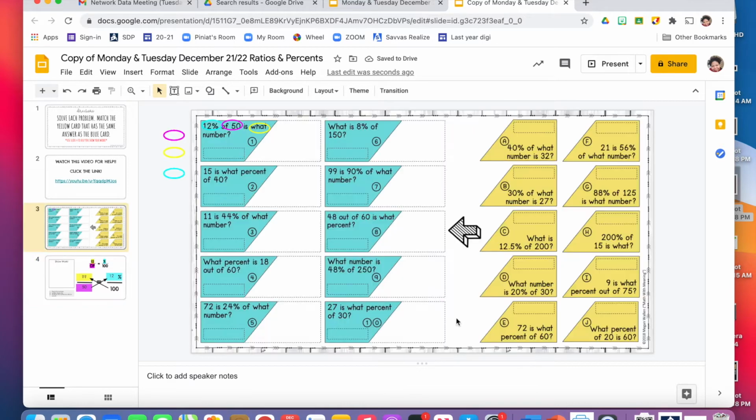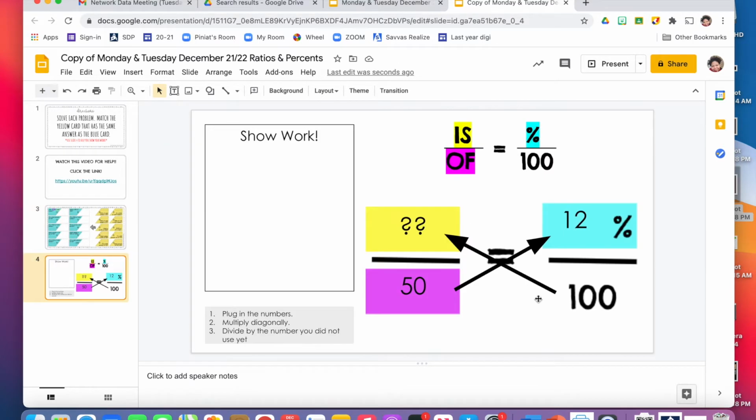Now, we have plugged in the numbers. That was step one. Oh, that 100 doesn't change. Did anybody notice that 100 always stays the same? So we plugged in the numbers. Now we want to multiply diagonally. Is 100 and the question marks two numbers? Can we multiply 100 times question marks? No. It has to be two numbers. Can we multiply 50 times 12?